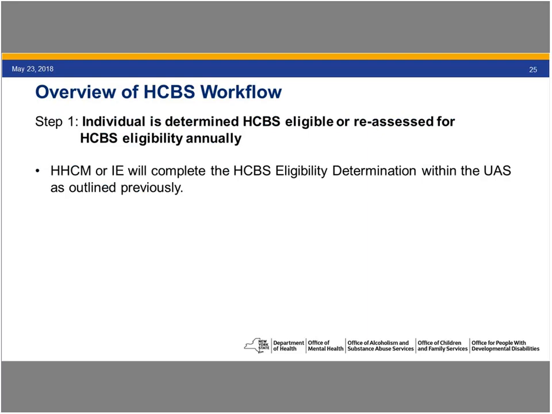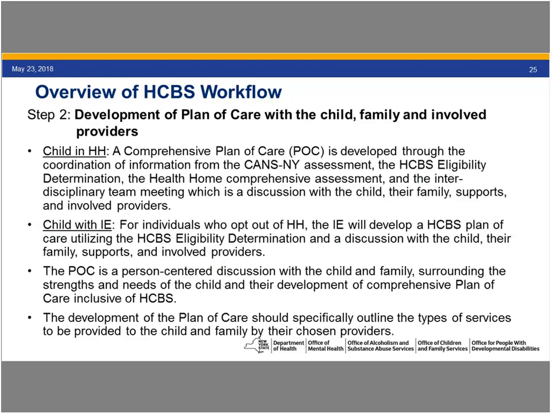So the first step, as Colette spent time outlining, is in relationship to determining your HCBS eligibility, or as appropriate on the annual basis, being reassessed for your HCBS eligibility. The health home care manager, or the IE, would complete that, and again, that date for completion is whenever the last date of a completed and finalized HCBS eligibility determination was done in the UAS. So step 2 is the development of a plan of care with the child and family and all involved providers.